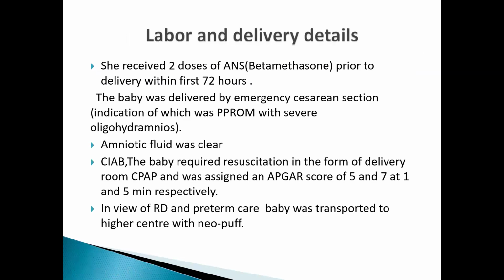Coming to the labor and delivery details, she received 2 doses of antenatal steroid, betamethasone, prior to the delivery within the first 72 hours. The baby was delivered by emergency cesarean section, the indication of which was preterm premature rupture of membranes with severe oligohydramnios. Amniotic fluid was clear. Baby cried immediately after the birth. The baby required resuscitation in the form of delivery room CPAP and was assigned an APGAR score of 5 and 7 at 1 and 5 minutes of age. In view of RD and preterm care, baby was transported to the higher center with Neopuff.